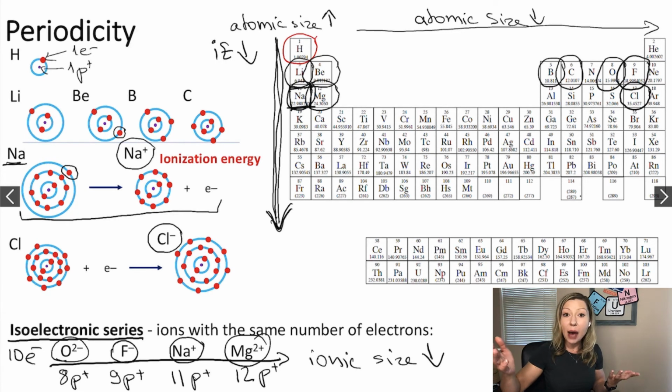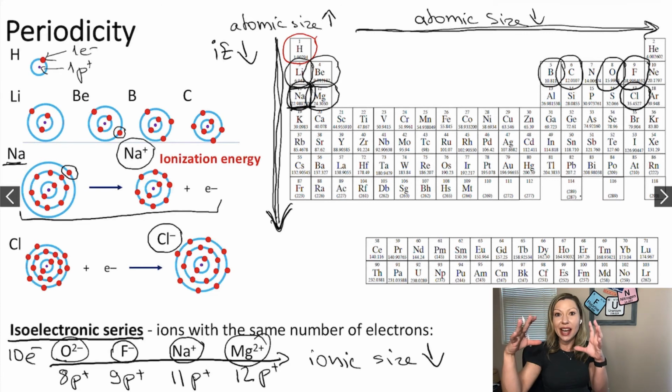Okay, what happens as I go left to right? Will my ionization energy increase or decrease? Well, because the atomic size decreases, my electrons are going to be closer and closer to the nucleus. So it's going to be harder and harder to take that electron away. I have to put in more and more energy. So my ionization energy as I go left to right is actually going to increase. Again, exactly the opposite to atomic size.